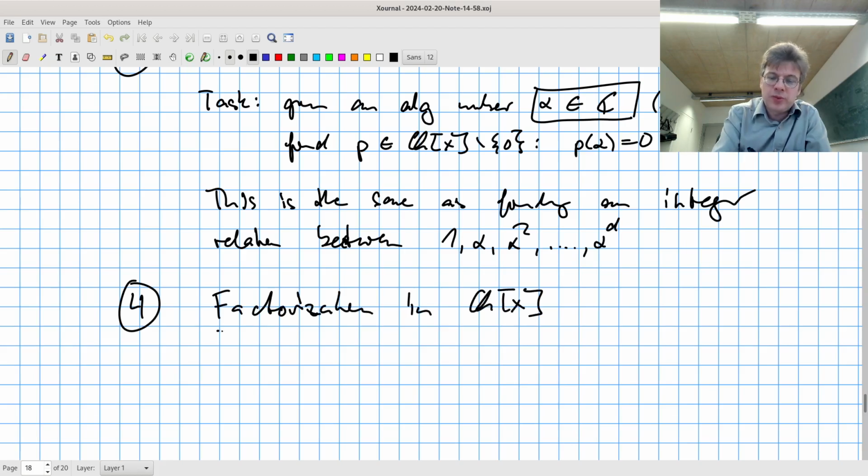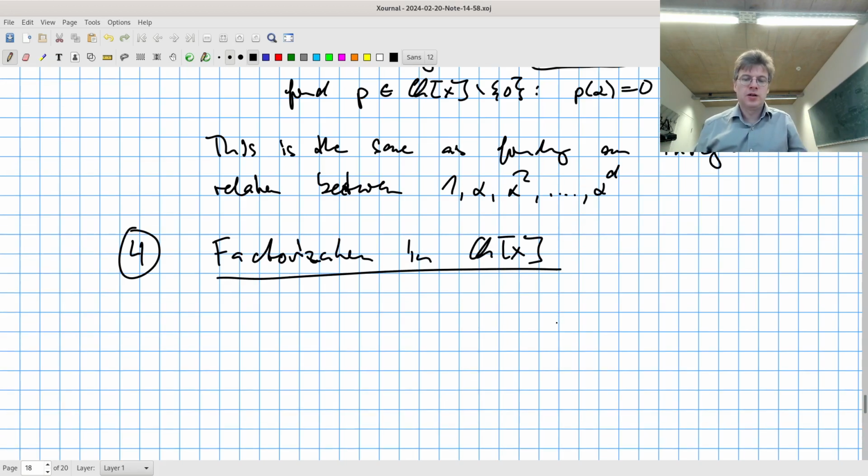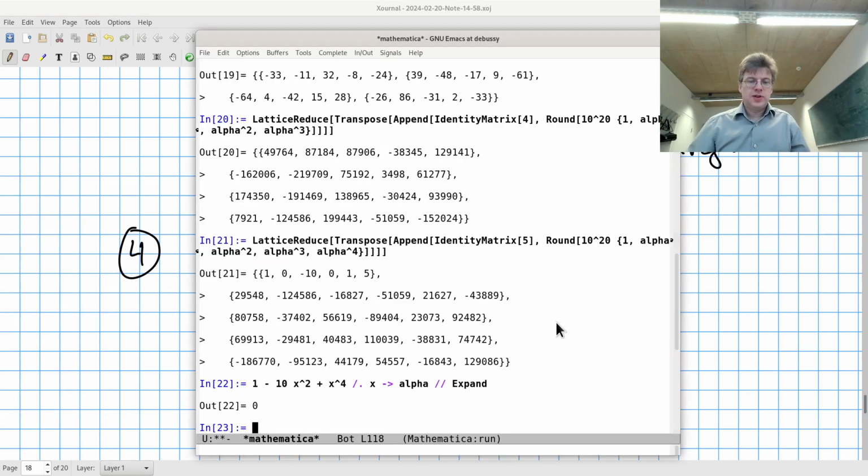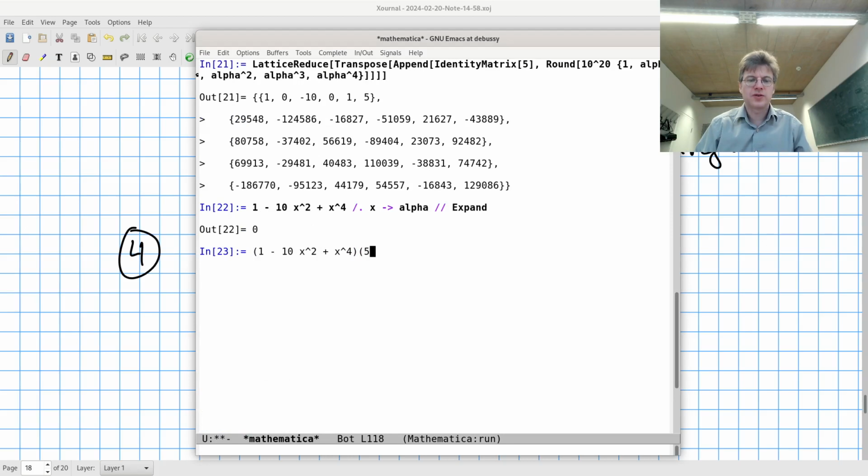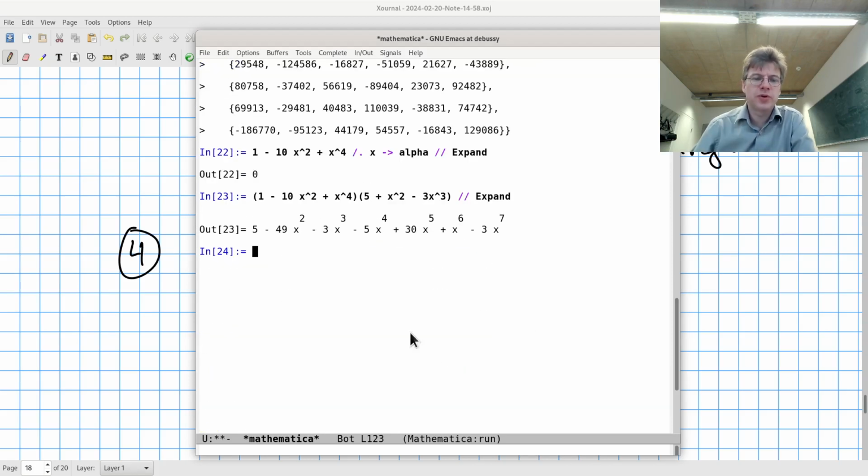How can we factor polynomials with coefficients in Q? Yeah, the idea is, let's do it right away here. So let's say we have a polynomial that contains this polynomial here as a factor, and maybe something else, 5 plus x squared minus 3x cubed. Expand. Okay, so this polynomial has 2 factors, assuming, not maybe more if they can be split further, which is unlikely, but I didn't check. So anyway, let's suppose we are given this polynomial and the task is to factor it.